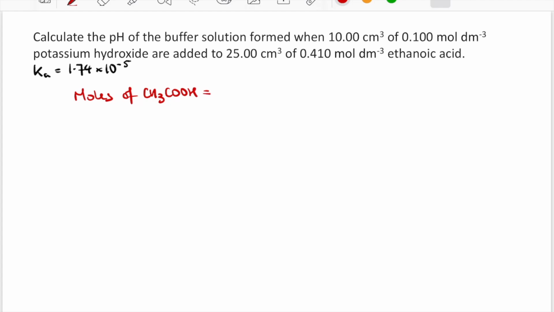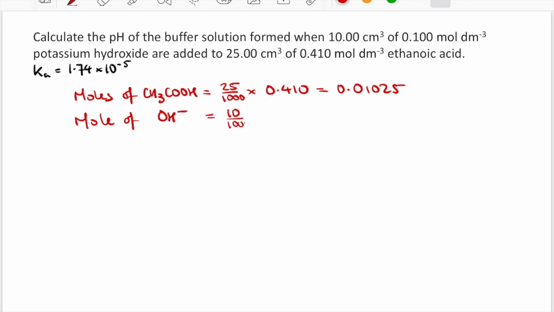We know that the volume is 25 centimeters cubed times a concentration of 0.410. So that equals 0.01025. We're adding sodium hydroxide, but really what we're interested in here is the hydroxide ions. It's a 1-to-1 ratio, so it's the same as the moles of sodium hydroxide. We're adding 10 centimeters cubed with a concentration of 0.100, so we get 1.00 times 10 to the minus 3.